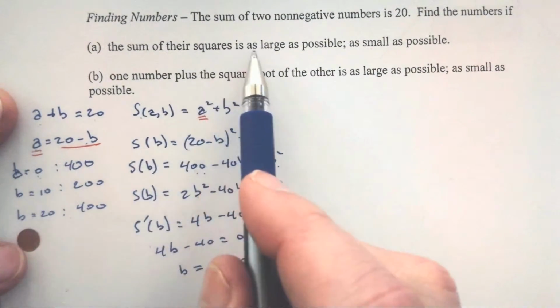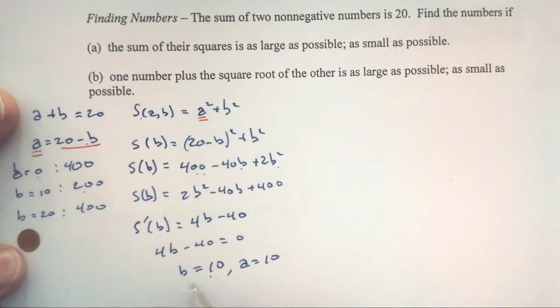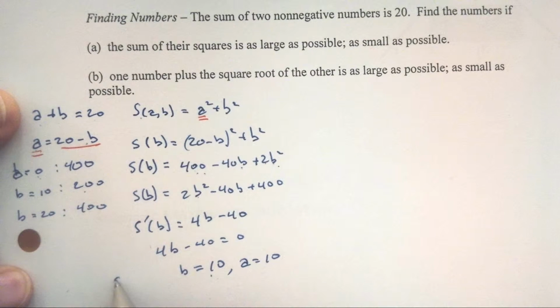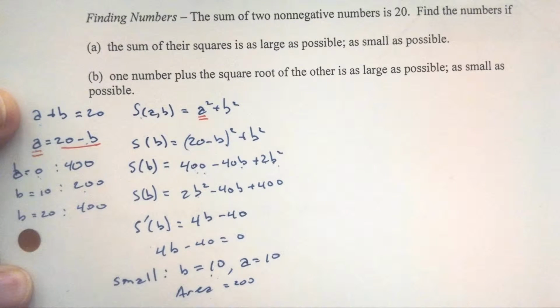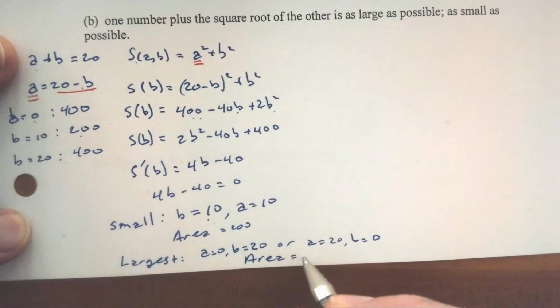Okay, the sum of their squares is as large as possible, as small as possible. So here's the sum of their squares. This would be the smallest: B is 10, A is 10, and the sum is 200. And our largest would be when A is 0, B is 20, or A is 20, B is 0, and that sum would be 400.